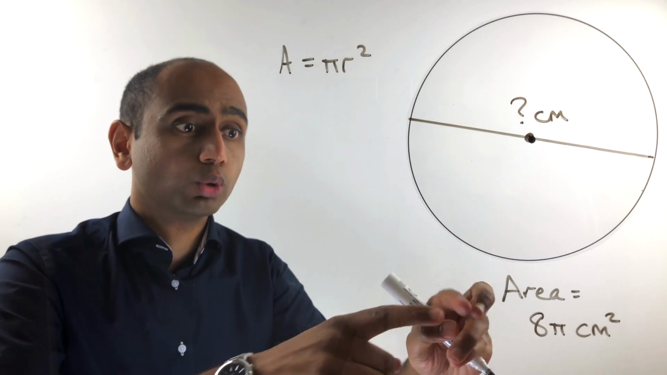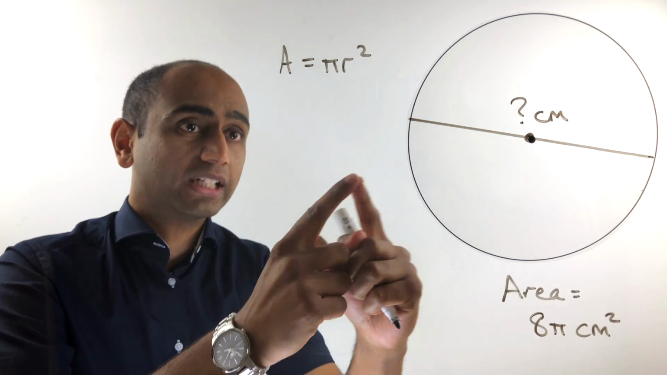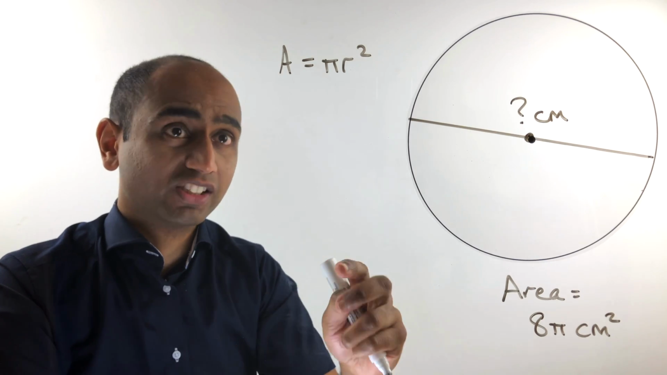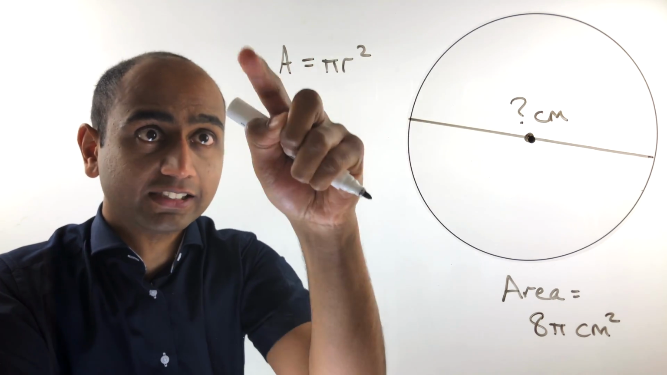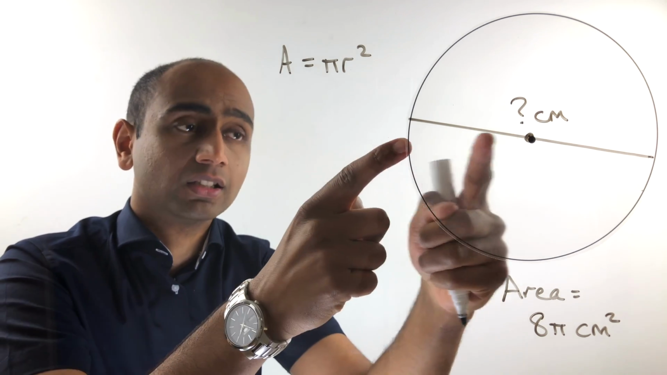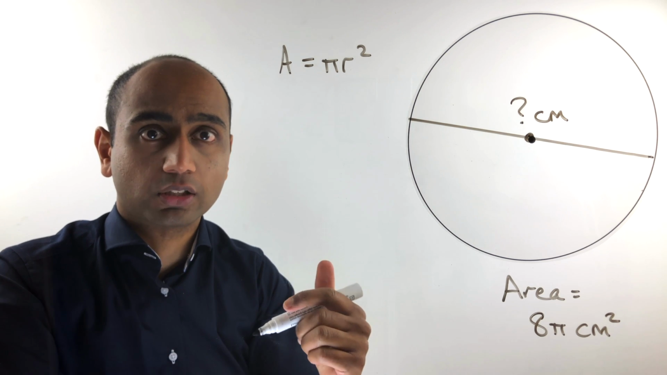In the second example, we are given the area is 8 pi centimeters squared, and we're now looking for the diameter of the circle. Now, what we'll do is first work out the radius, because that's easiest to do from the formula, and then once we've got the radius, we need to remember to double it to give us the diameter. Pause the video and have a go at this one for yourself.